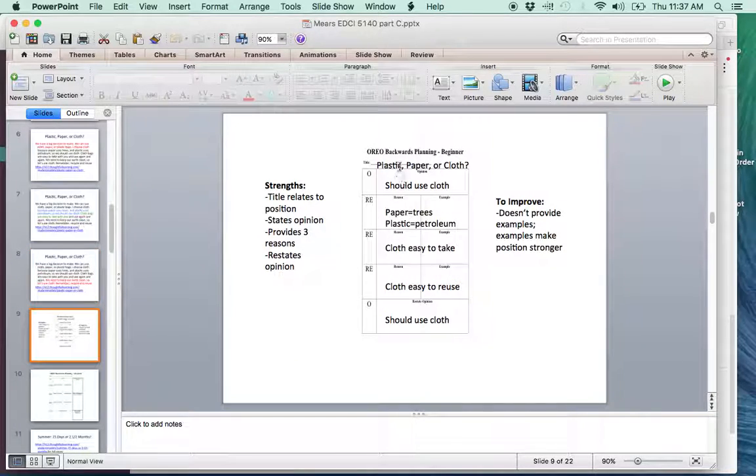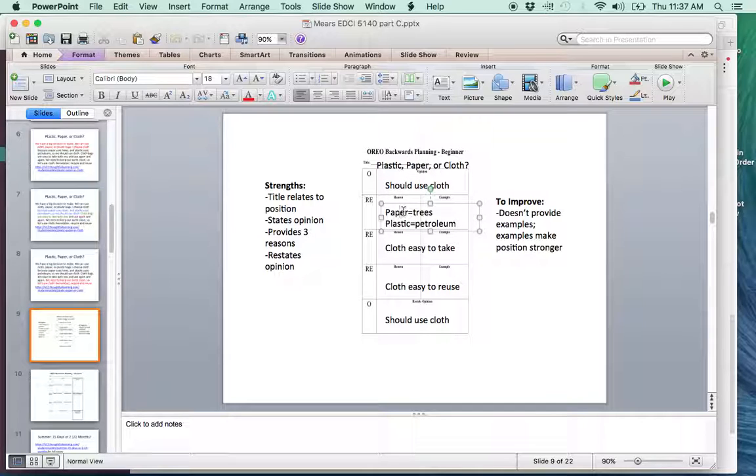So in my graphic organizer, I have the title. The opinion is that we should use cloth. The first reason is that paper is trees, plastic is petroleum. The second reason is cloth is easy to take. And the last reason is cloth is easy to reuse. At the end, the author restates their opinion: we should use cloth.